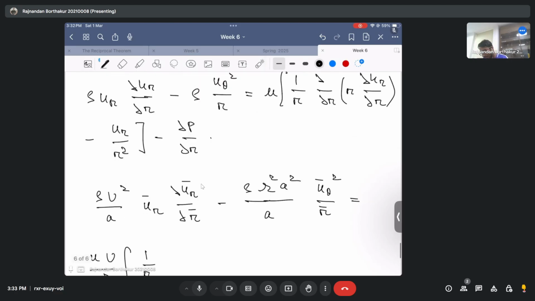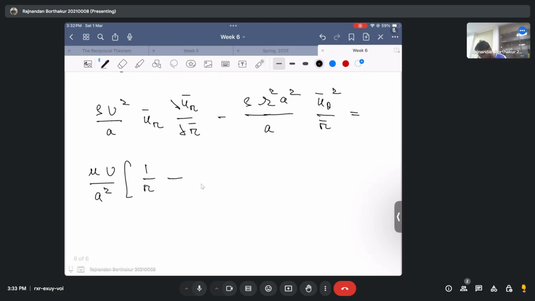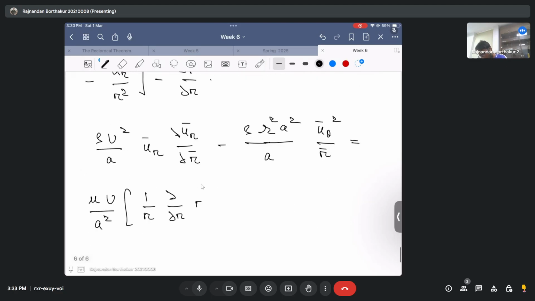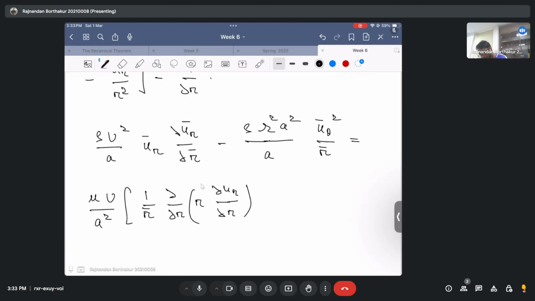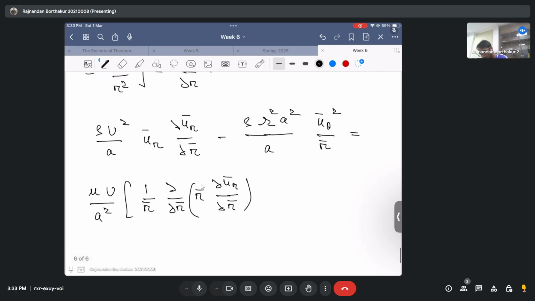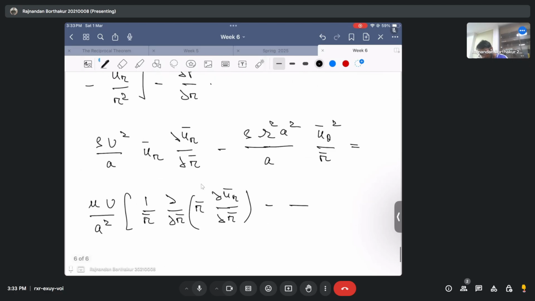That's it. So it's 1 by r del r of r times del ur by del r. Okay. And then I have what? And of course, these are going to be bar terms now because they are all non-dimensional. Okay. And this is minus ur bar by r bar squared.